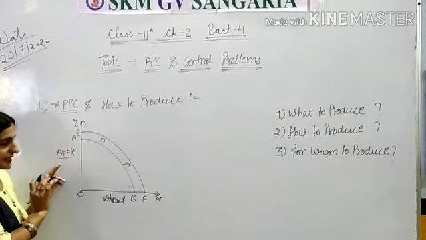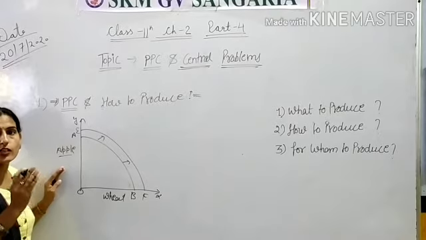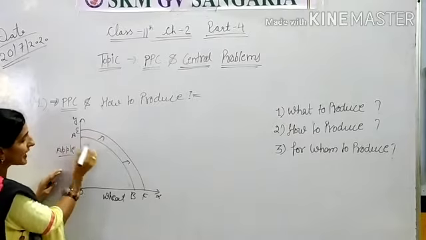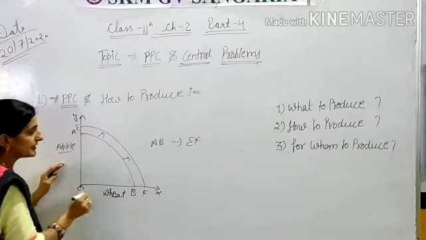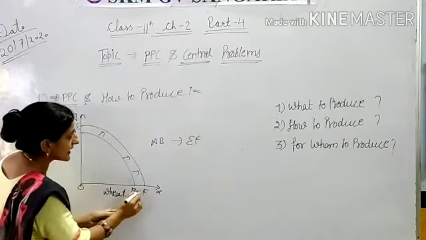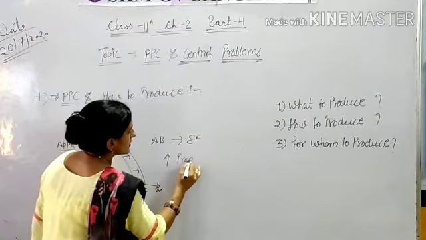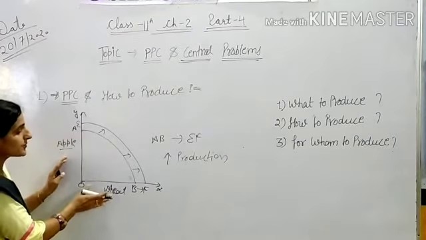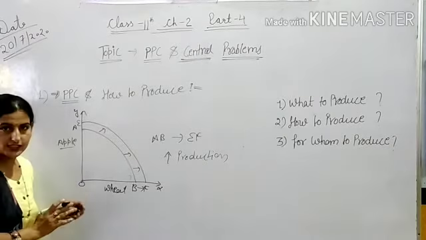Okay, AB is our PPC. But due to adopting modern technique, we can say the use of capital intensive technique, this PPC curve shifts from AB to EF. This is the growth of technology and this is the increasing production of the goods. Because of technology, production of both goods is increasing.